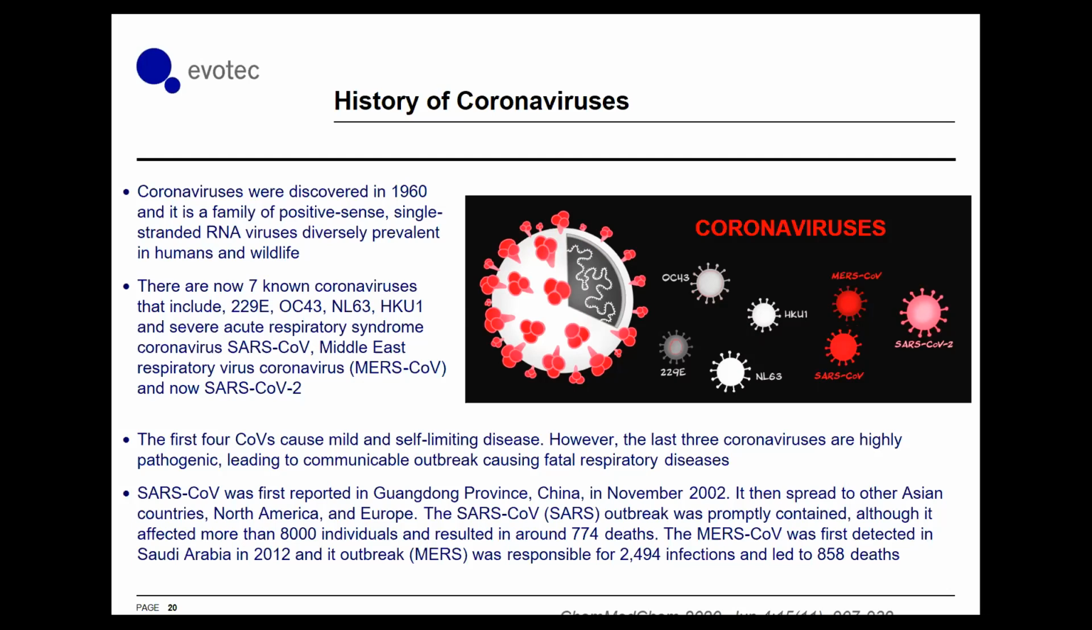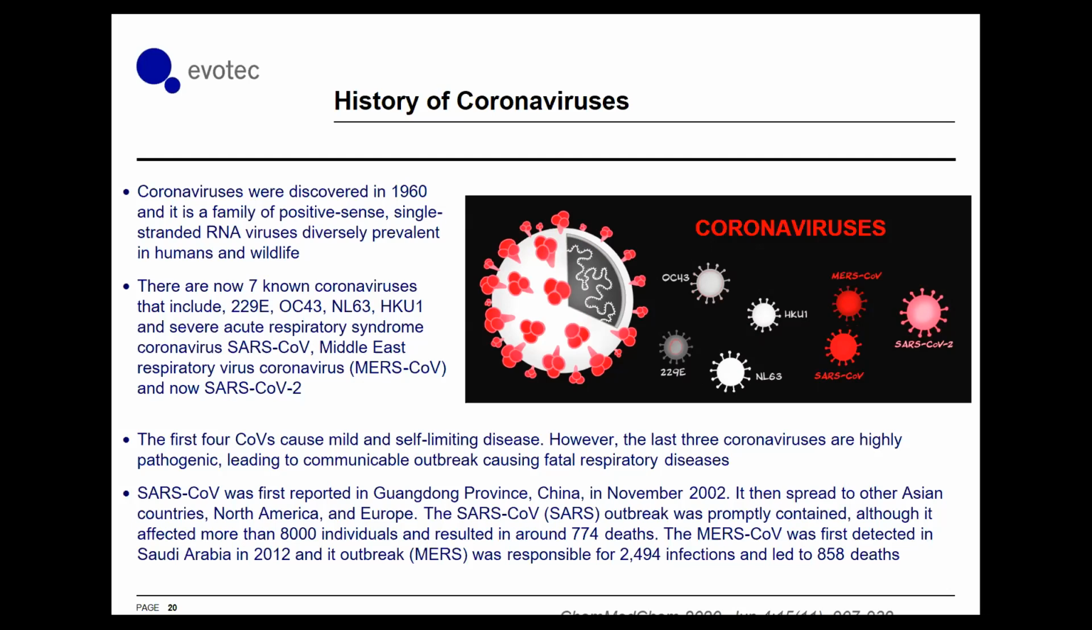So, the history of coronavirus. Coronavirus was actually found originally in 1960. So it's not something new. We have known about coronavirus for quite a long time. There are seven of them, of which four are quite harmless, and three of them are quite harmful.